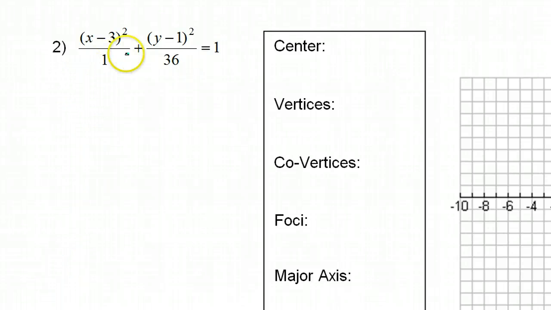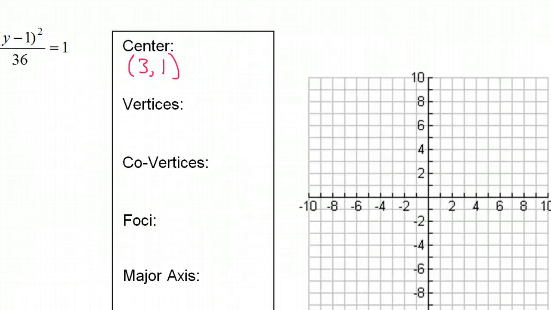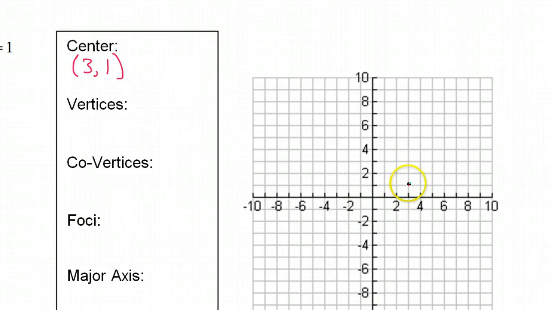Looks like they're going easy on us in problem number 2 because you're given the standard form up front. So the center is going to be positive 3, comma, positive 1. It's the opposite of these. So there's my center. We should go ahead and graph that. So 3, comma 1 would be right here.